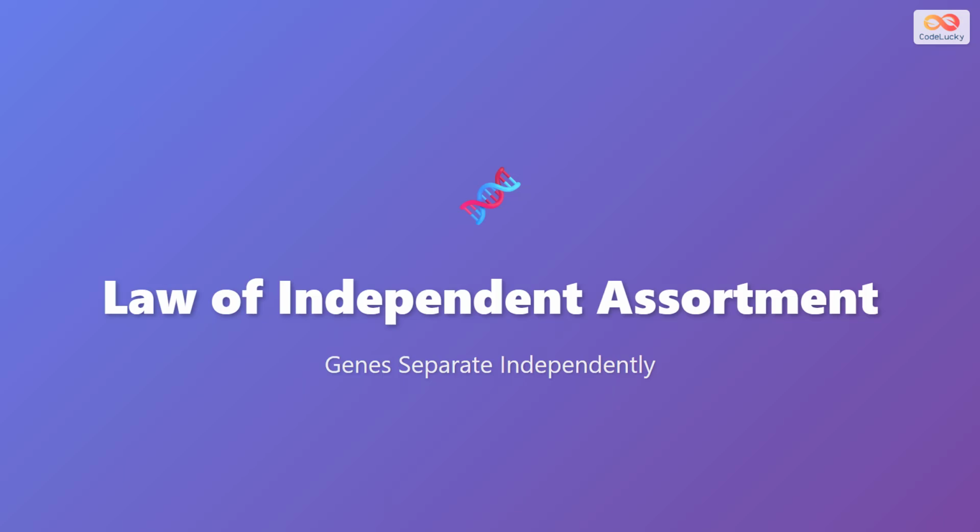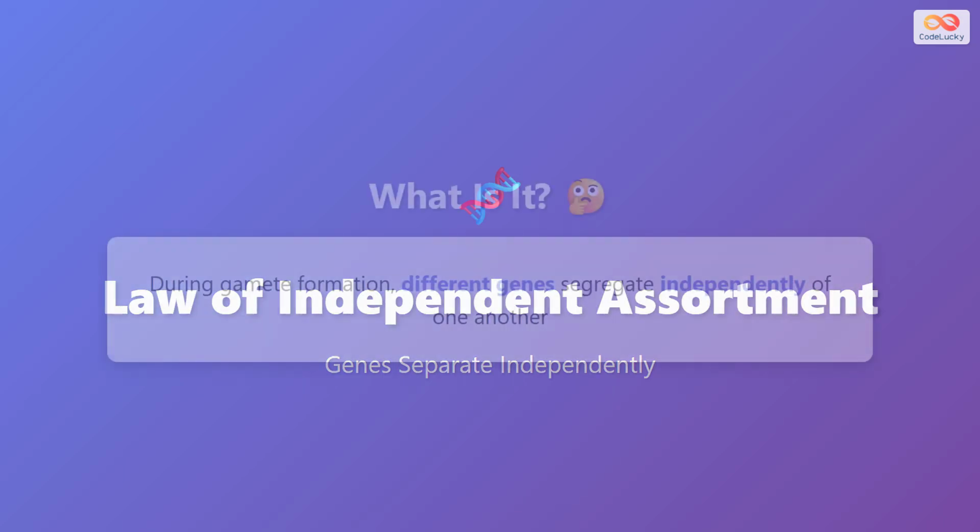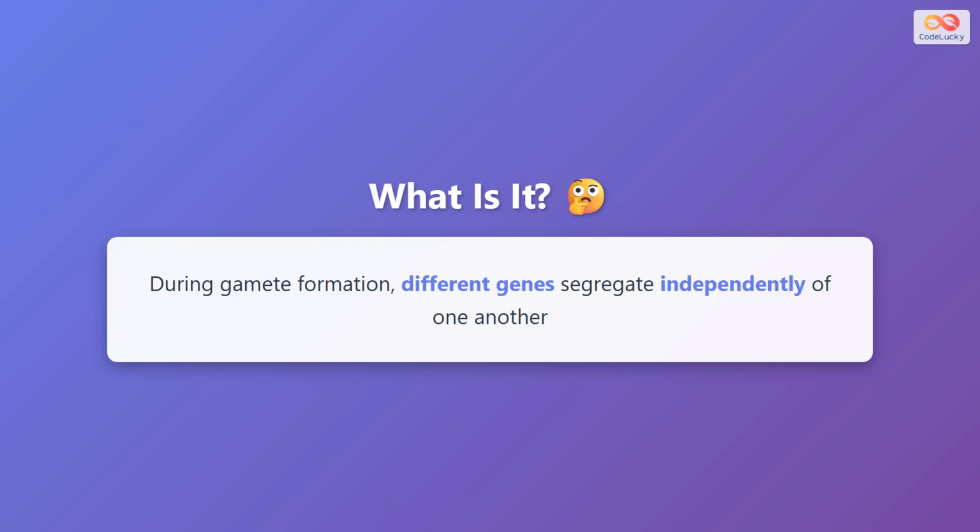Welcome to this lesson on the Law of Independent Assortment, one of the fundamental principles of genetics discovered by Gregor Mendel. This law explains how different genes are inherited independently from one another, creating incredible genetic diversity in living organisms. The Law of Independent Assortment states that during gamete formation, which is the process of creating sex cells like sperm and eggs, different genes segregate independently of one another.